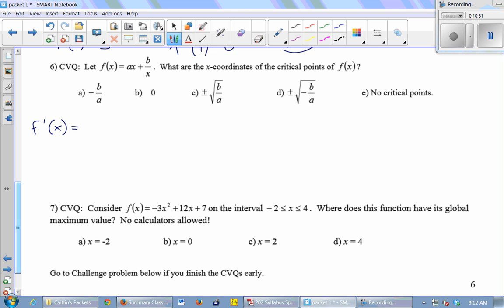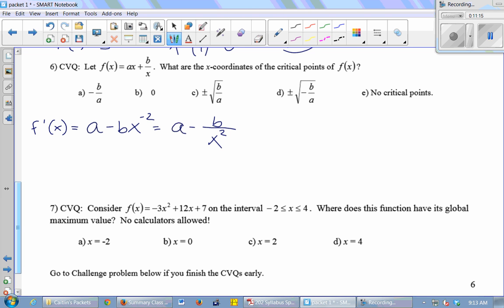So the derivative of ax would be a, and then the derivative of b over x. The easiest way to approach that, you could use a quotient rule, right? But the numerator is just a constant, so you're going to get a bunch of zeros when you do the quotient rule. Or you could think of b over x as b times x to the negative 1 and use the power rule. So you'd end up with negative bx to the negative 2, which would be a minus b over x squared.